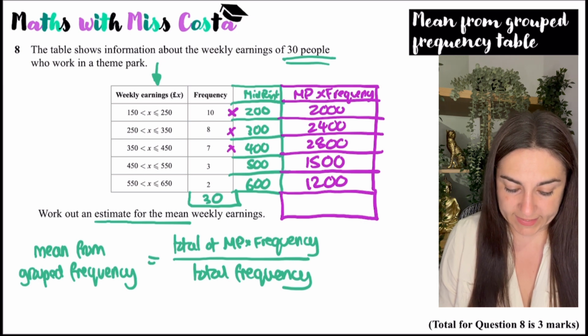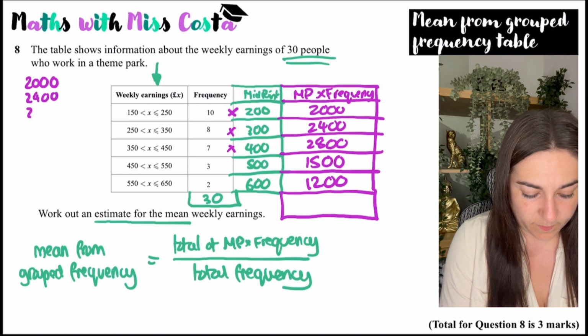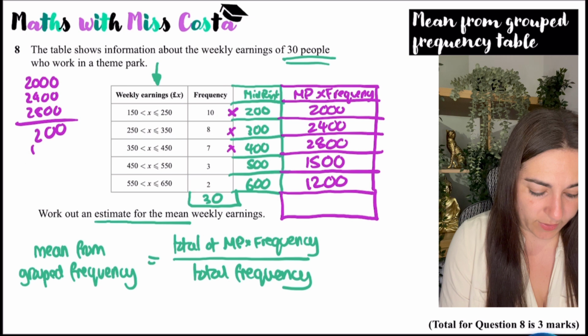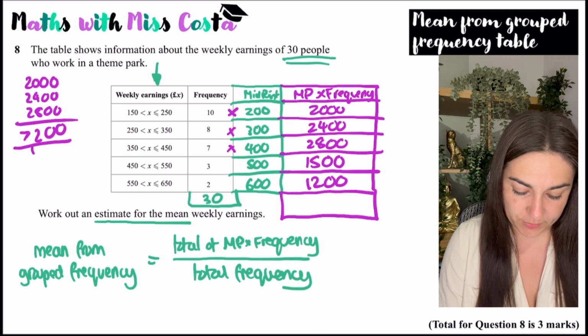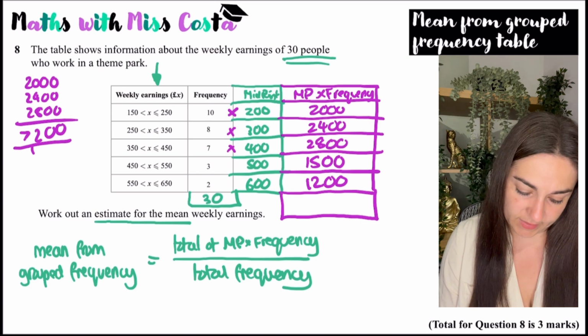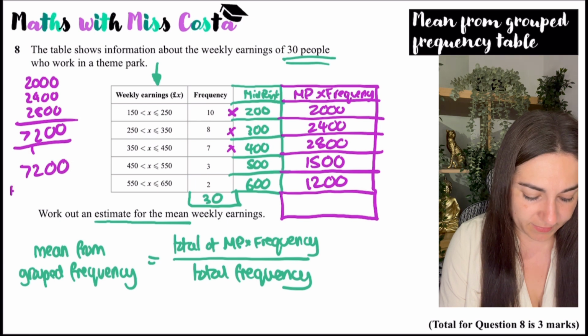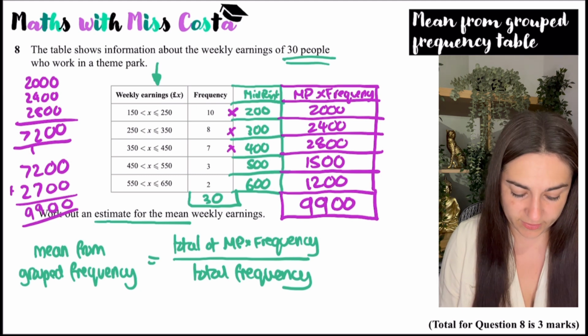I could do it in steps. So 2,000 plus 2,400 plus 2,800. 4 plus 8 is 12, 2, 4, 6, 7. So that would be 7,200. And then 1,500 plus 1,200 is 2,700. So I do 7,200 plus 2,700. That gives me 9,900. So I know that the total here is 9,900.